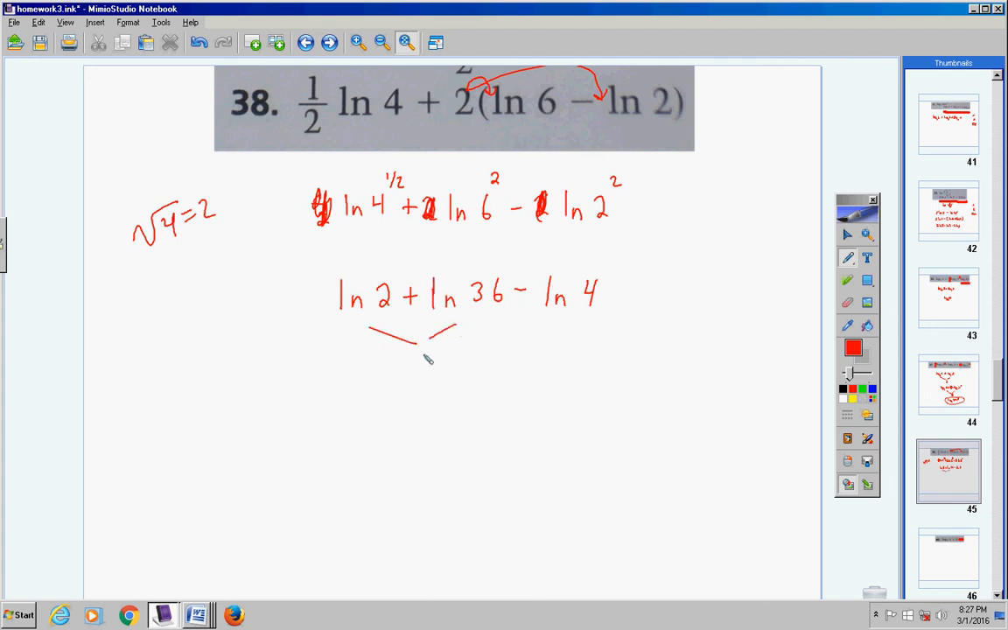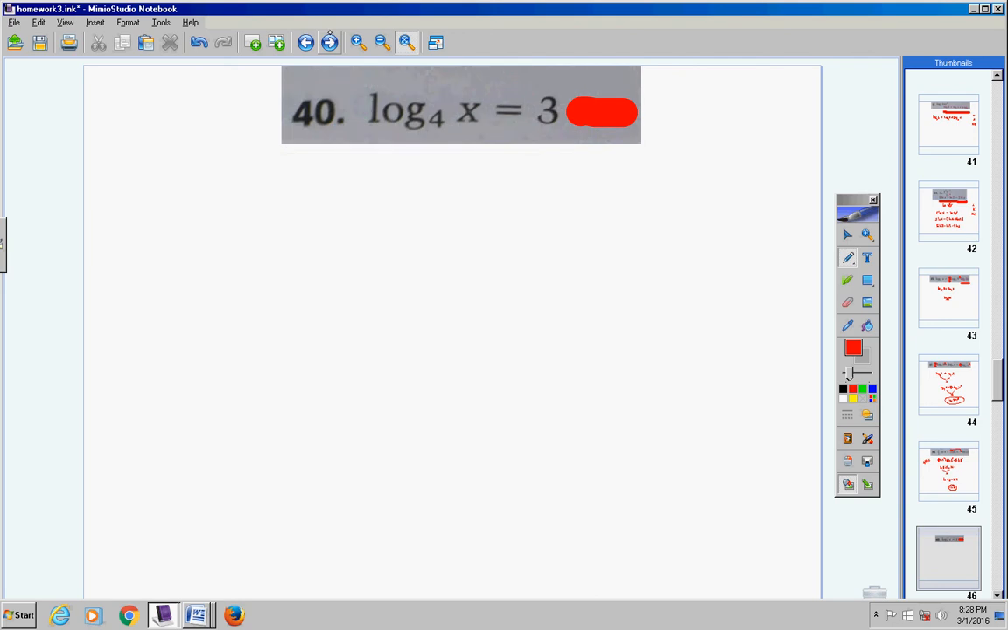Take these two and condense them down to one logarithm. They're being added, so we multiply our two arguments together. 2 times 36, 72. And then bring down your next logarithm. Now, condense these two down to one logarithm. And they're subtracting, so you divide the two arguments. 72 divided by 4, which is 18. So there we go. Natural logarithm of 18. Let me check the book real quick. And that is correct. Alright, moving on now to numbers 40 through 48.